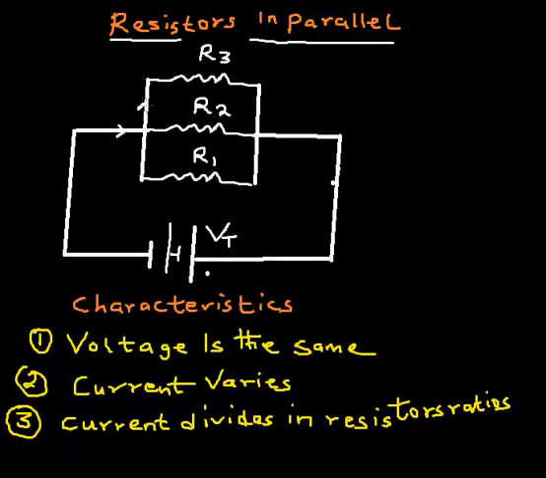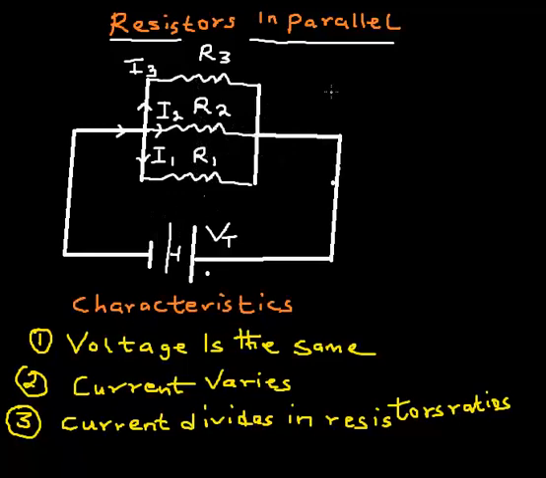That's a branch. First the current divides, and the one that enters R1 is I1. Then it divides again, and I2 will enter into R2, while I3 passes through R3. This is what shows that these resistors are connected in parallel.